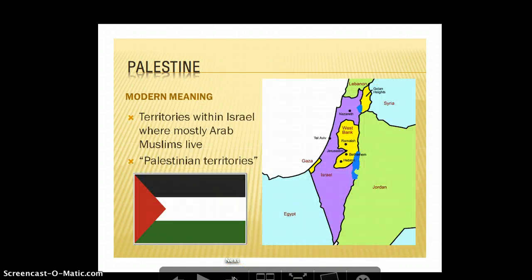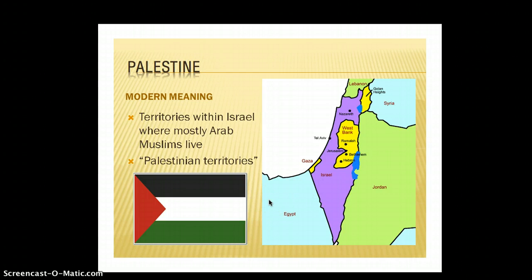Palestine today, the modern meaning, means the Arab territories within Israel. After partition, which we'll talk about, after 1948 Israeli Jews, mostly Jews, settled in the purple areas on this map, while the Arab populations settled on the yellow parts, which are the West Bank and the Gaza Strip mainly. Those are what we'll talk about.